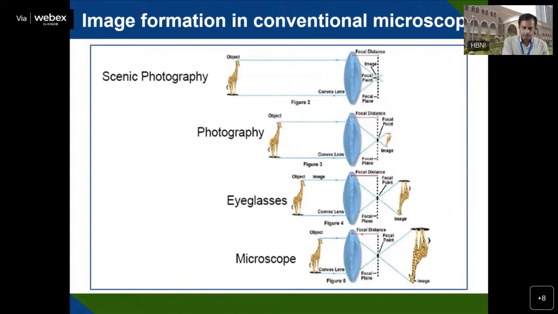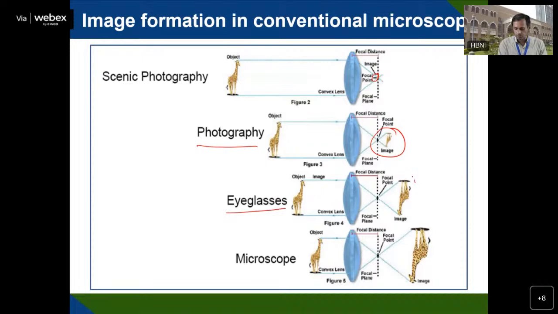So that is how image formation works in a conventional microscope: you have an object and you get an image very close to the lens. Similarly, in photography, you will get an image which is mostly an inverted image.